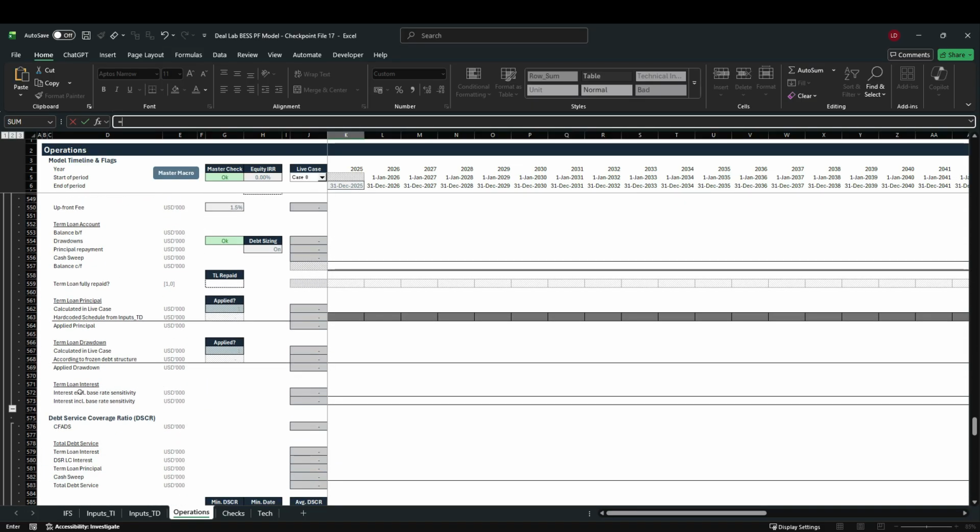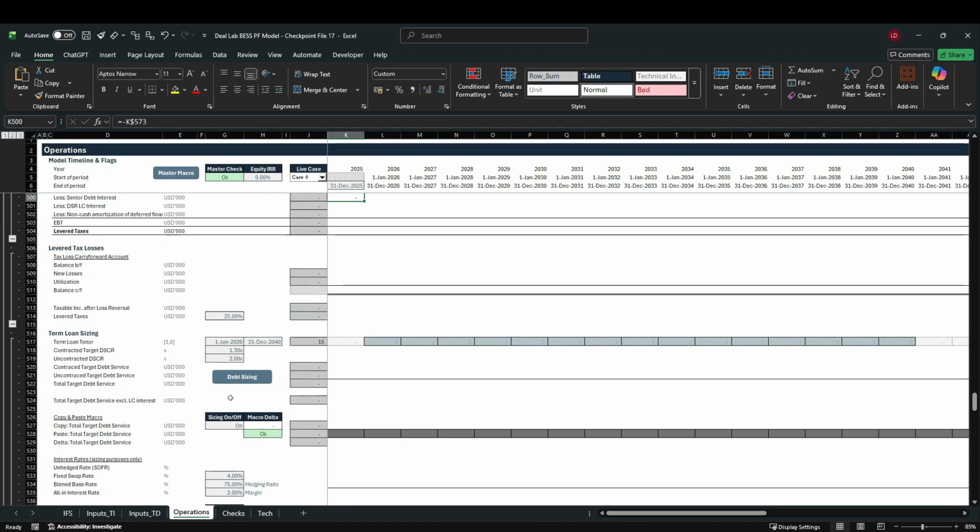And you can see down here that we have a term loan interest in row 571. And 572 reads interest excluding base rate sensitivity, and 573 is interest including base rate sensitivity. So we want to make sure that we pick up the interest including base rate sensitivity in row 573. And this here will be modeled positive, which is why we flip the sign. So this equals to minus K573. And let's anchor this to the row, F4 2 times, just in case.